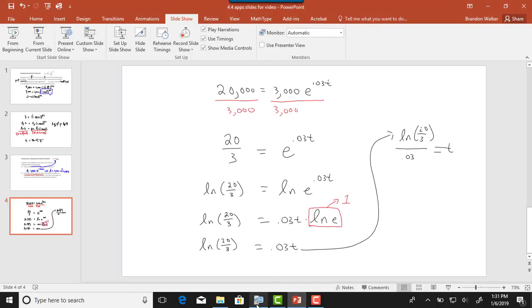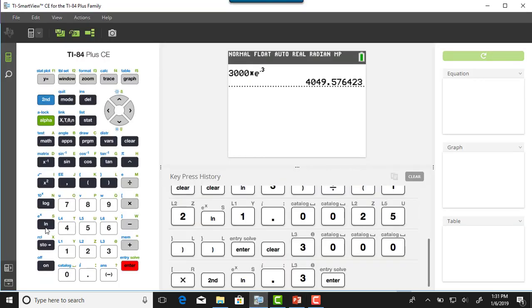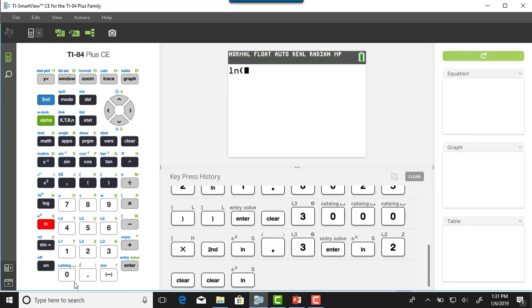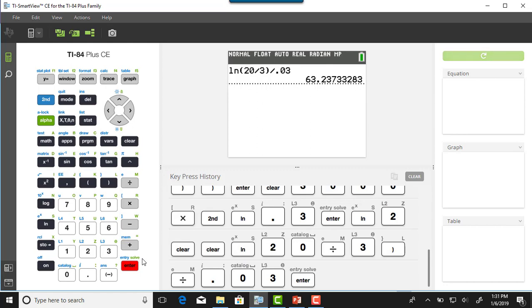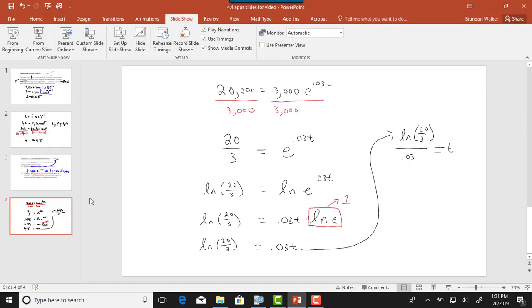So I'm going to go back to my calculator, same kind of idea. I'm going to have the natural log of 20 over 3. So natural log of 20 divided by 3. The 20 over 3 needs to be in parentheses because you're taking the natural log of that. And we're just dividing by one thing, so we don't need multiple parentheses or anything. We just need to divide that by 0.03. So when I do that, I get t is equal to, and then again, we're going to round accordingly. So this is 63.237.